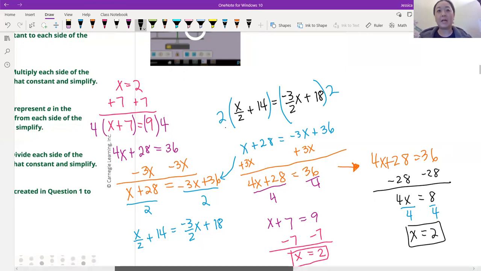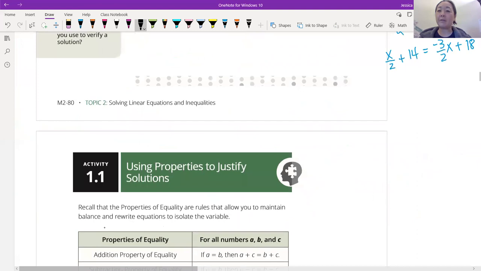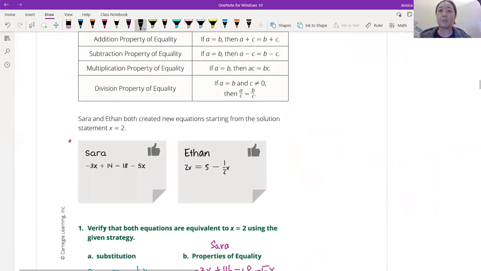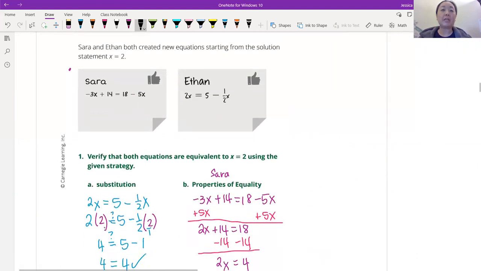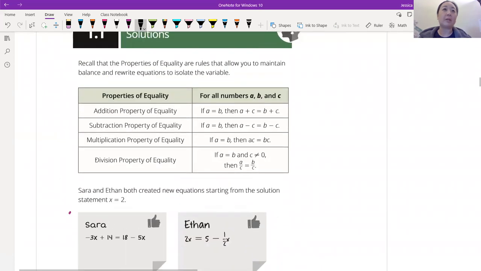All right, so hopefully that was helpful in having you understand why these solving things work. And if you take a look right here, we're looking at Sarah and Ethan. If you notice, these are the different properties that we talked about earlier this week in earlier lessons. And so we've got the addition property of equality. And a lot of you guys may be like, well, that's just a long name, right? But let me just simplify it down for you.